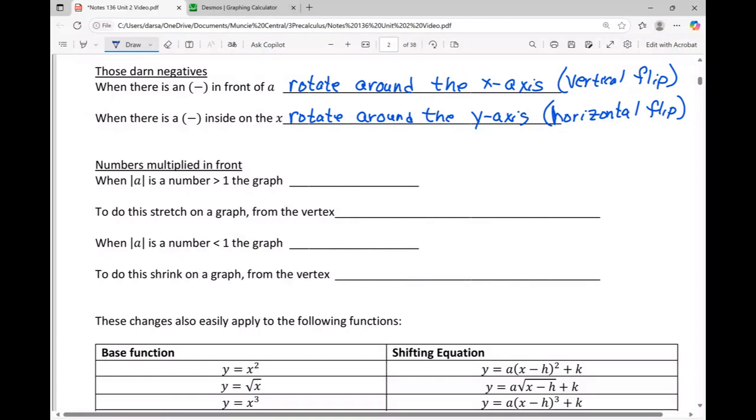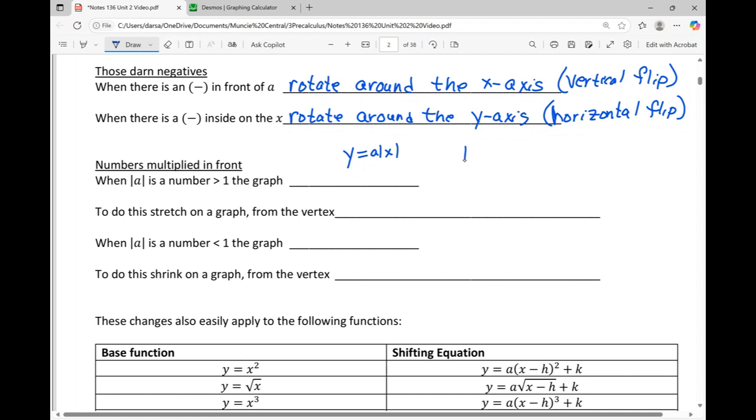Okay. Our last sort of transformation is probably the most difficult one that we're going to do, and that is we're going to multiply by a number on the front. So if we think of y equals the absolute value of x, we're going to multiply by a number right here in the front. We're going to call that number an a.